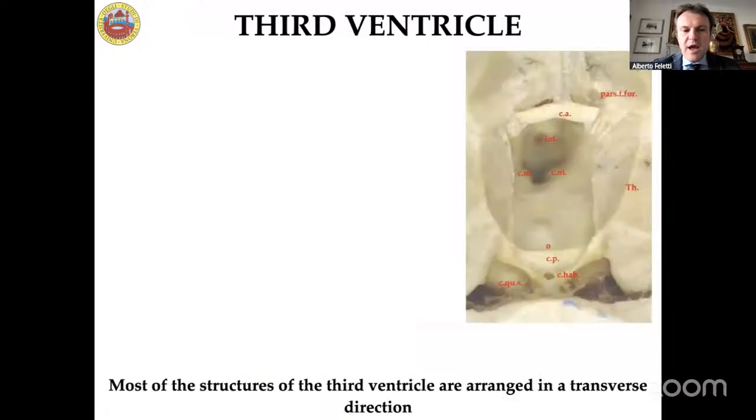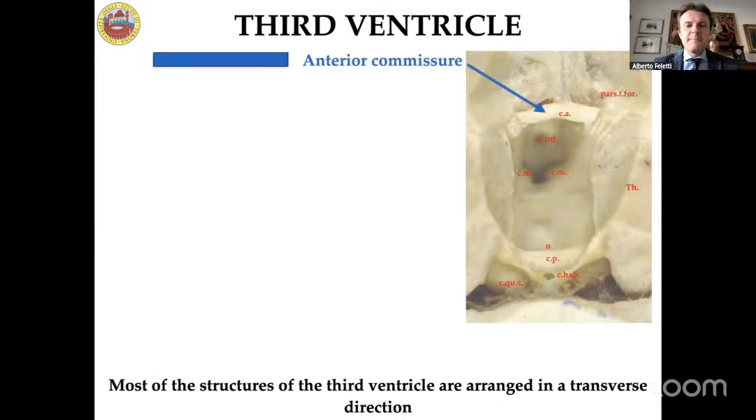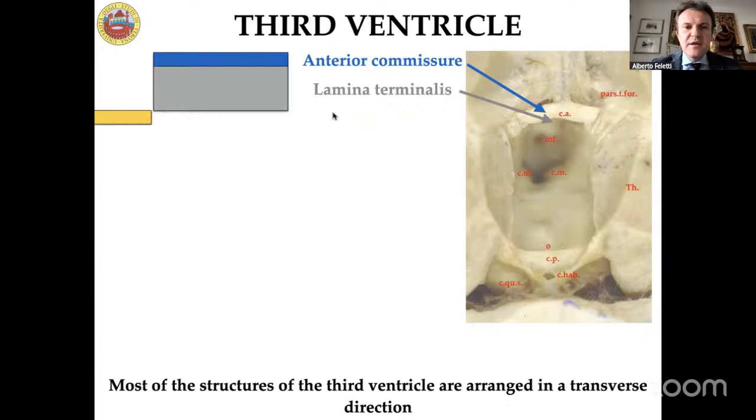So let's see how the main structures that can be seen during endoscopy of the third ventricle are arranged. Let's start from anterior and move to the posterior part of the third ventricle. The most anterior and upper structure is the anterior commissure, as we have seen. Just below the anterior commissure, there is the lamina terminalis, which lies between the anterior commissure and the optic chiasm.